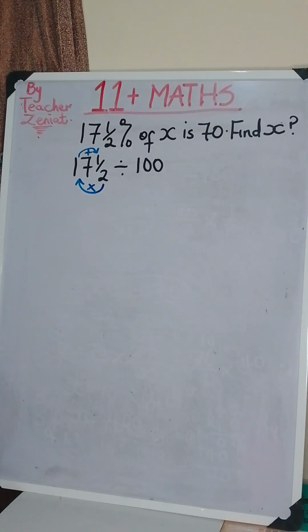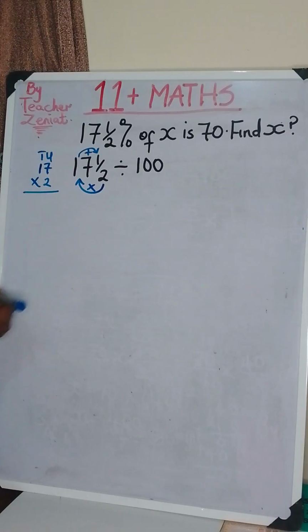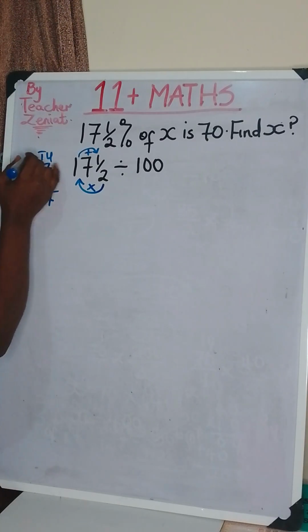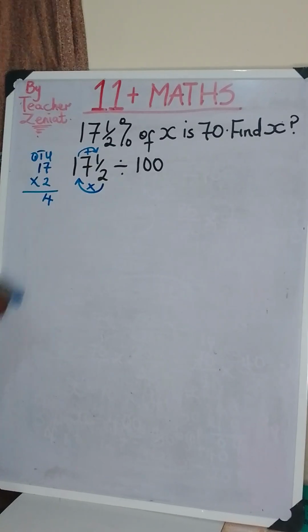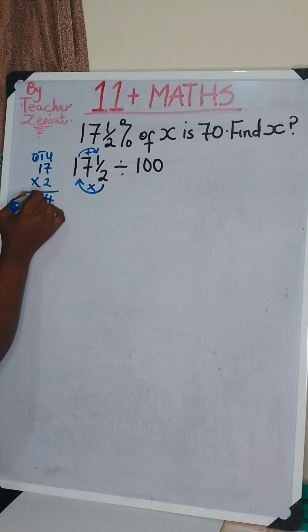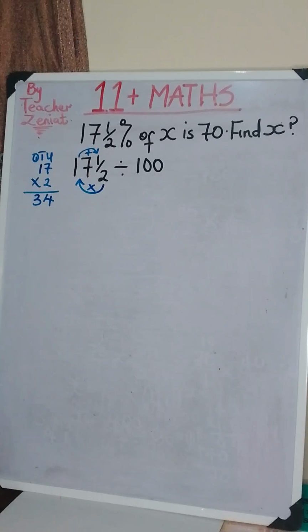Now let's do that. By the side, we are going to be multiplying 17 times 2. So 2 times 7 is going to be 14. You put down your 4, you carry over your 1 to your tens. And your 2 times 1 is going to be 2. And when you add this 1 that you carried over, you are going to get 34. So 2 times 17 here will give us 34.